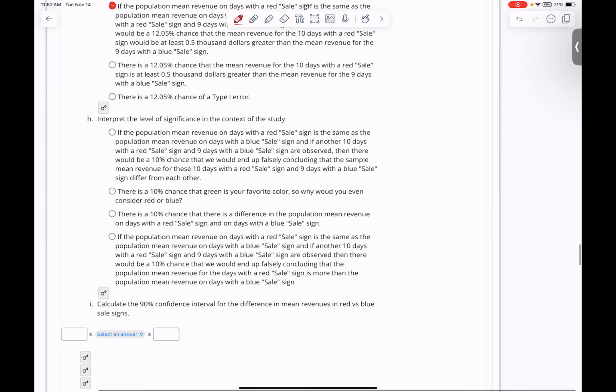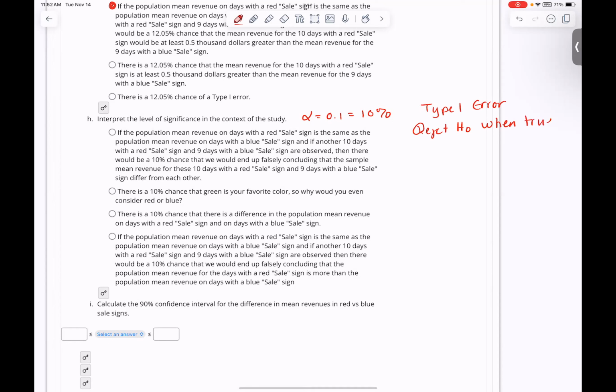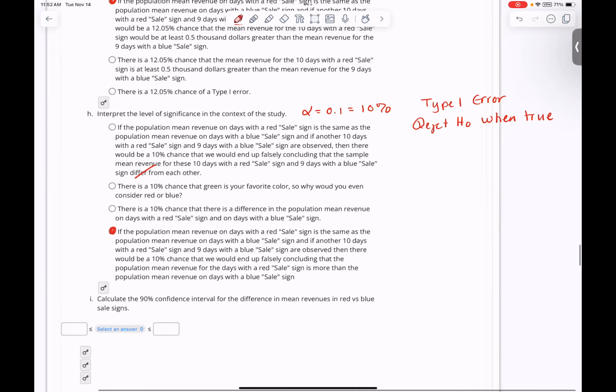Okay, interpret the level of significance. The level of significance was 0.1 or 10%. And that is the probability of a type 1 error, that we reject the null when it's true. So if we reject the null, that means we conclude the alternative, that the number of sales when you put out a red sign is greater than the number of sales when you put out a blue sign. So it's not this one, not that they differ. It's this one, that there's more with the red sign than the blue sign.